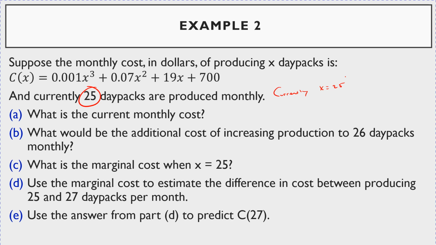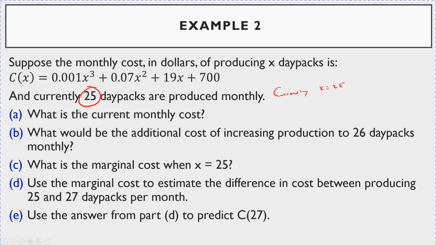So we've got 5 questions here. What is the current monthly cost? What would be the additional cost of increasing production to 26 day packs monthly? So how much additional money would it cost? What is the marginal cost when x is equal to 25? And use the marginal cost to estimate the difference in cost between producing 25 and 27 day packs per month. Then use that answer that you just found in D to predict the cost of producing 27 day packs. Okay, so let's just go through it.